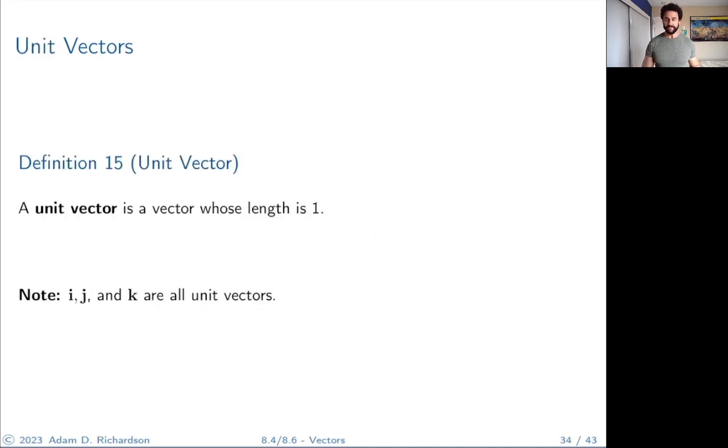Almost through. So next we've got to talk about unit vectors and how to find unit vectors. We've already seen a couple of them. i, j, and k are unit vectors, but a unit vector is just a vector whose length is 1.